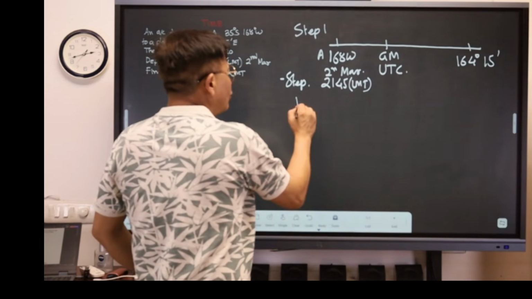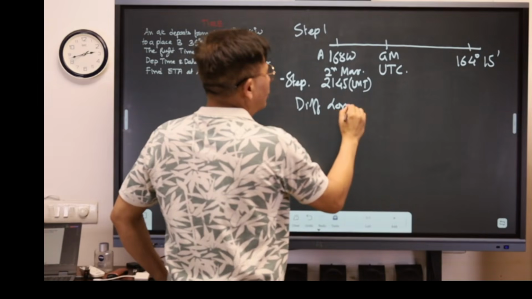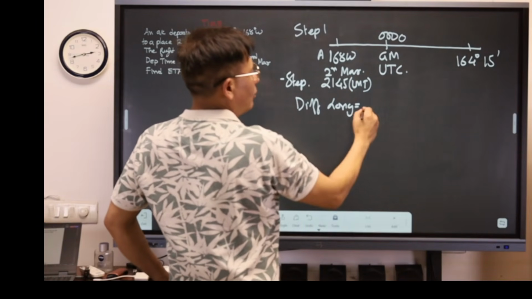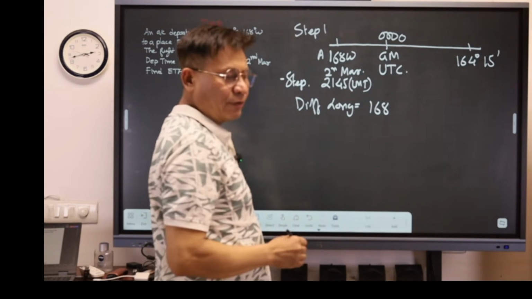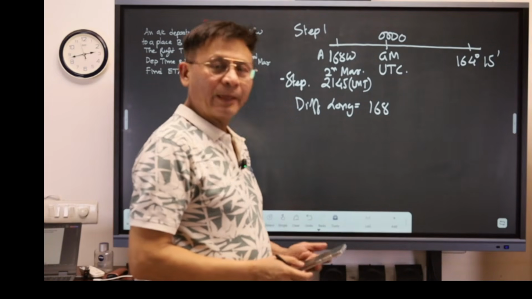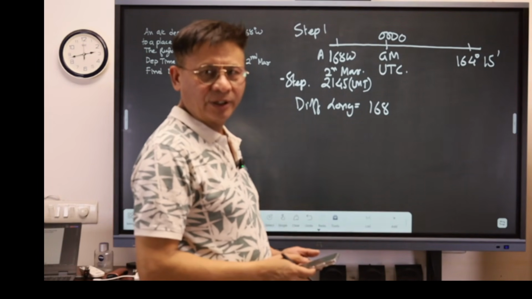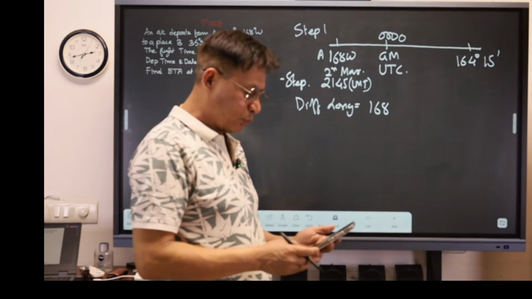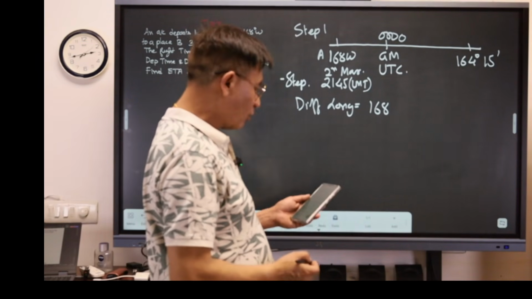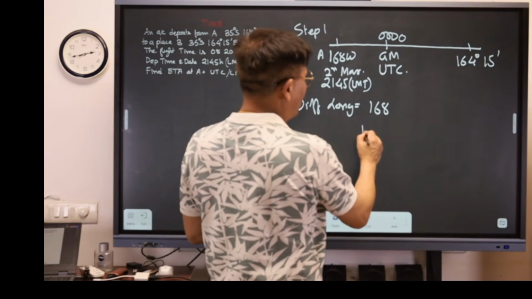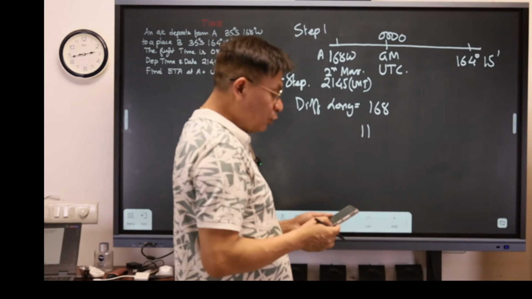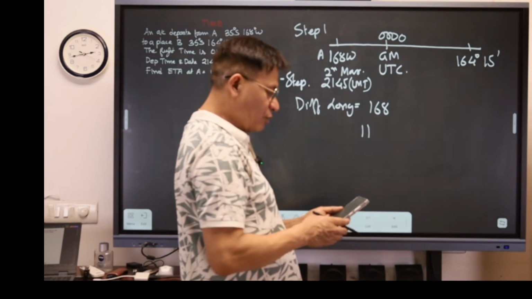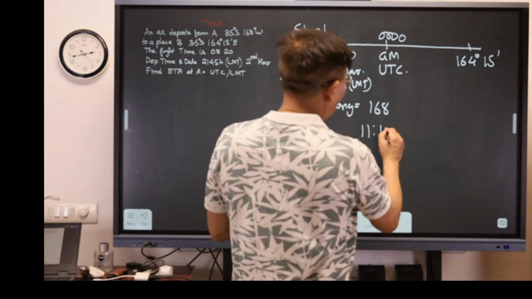So the difference in longitude is 168 west, and we all know that it takes 1 hour for the sun to travel 15 degrees. So therefore we will divide 168 by 15 to convert this longitude into difference in terms of hours. The difference in terms of hours is 11.2. So I need to convert that into minutes. I will subtract the whole hour, that is 11, and multiply the decimal by 60 to convert. So 11 hours and 12 minutes.